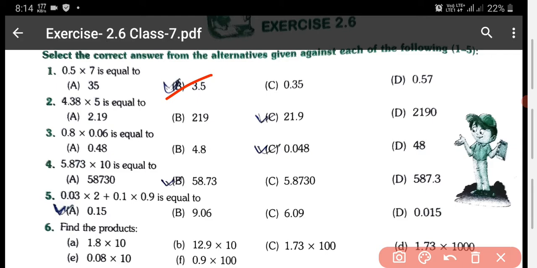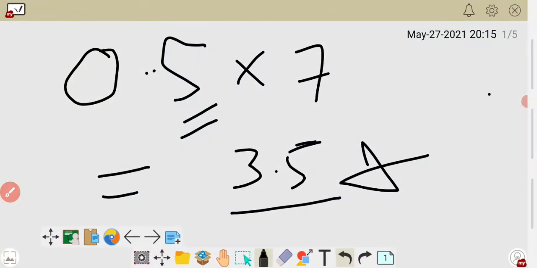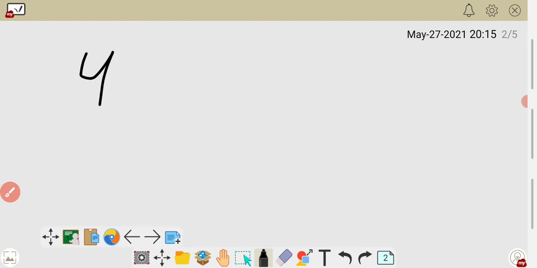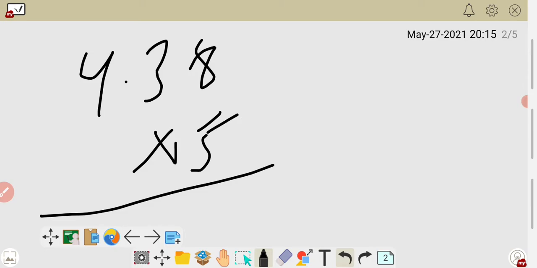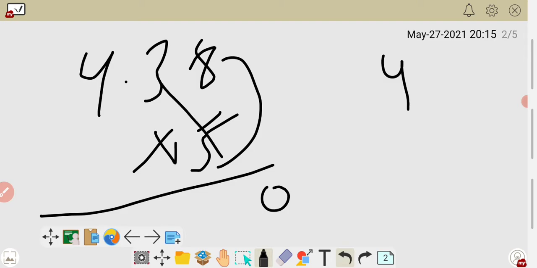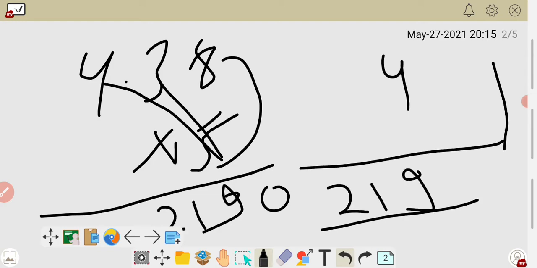The second question is 4.38 multiplied by 5. Don't worry about the decimal now, just multiply. 5 times 8 is 40, 0 carry 4. Now 3 fives are 15 and 4 is 19, carry 1. And 5 fours are 20 and 1 becomes 21. So you will get 2190. After the decimal, how many digits are there? 2. So from the back side, put the decimal after 2 digits.